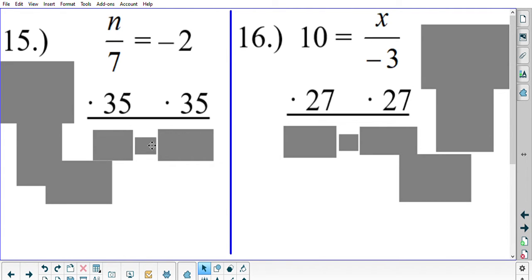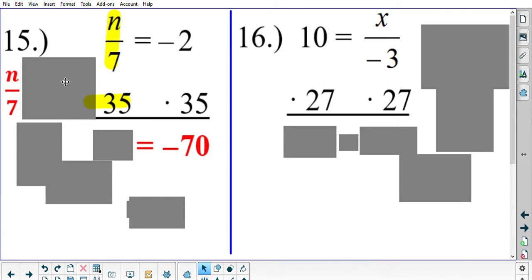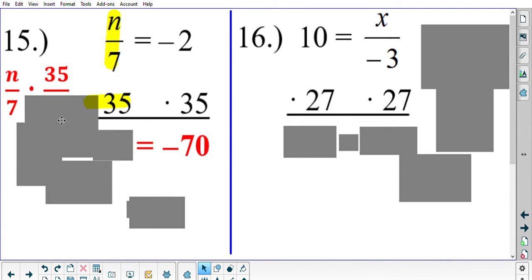Number 15, first thing we do is we find the equal sign. The right-hand side is really simple. Negative 2 times 35, we're working straight down. That would give us negative 70. The left-hand side is much more interesting. We have the fraction of n over 7, and we are multiplying it by 35. So let's put a little side work over here. N over 7 times 35.